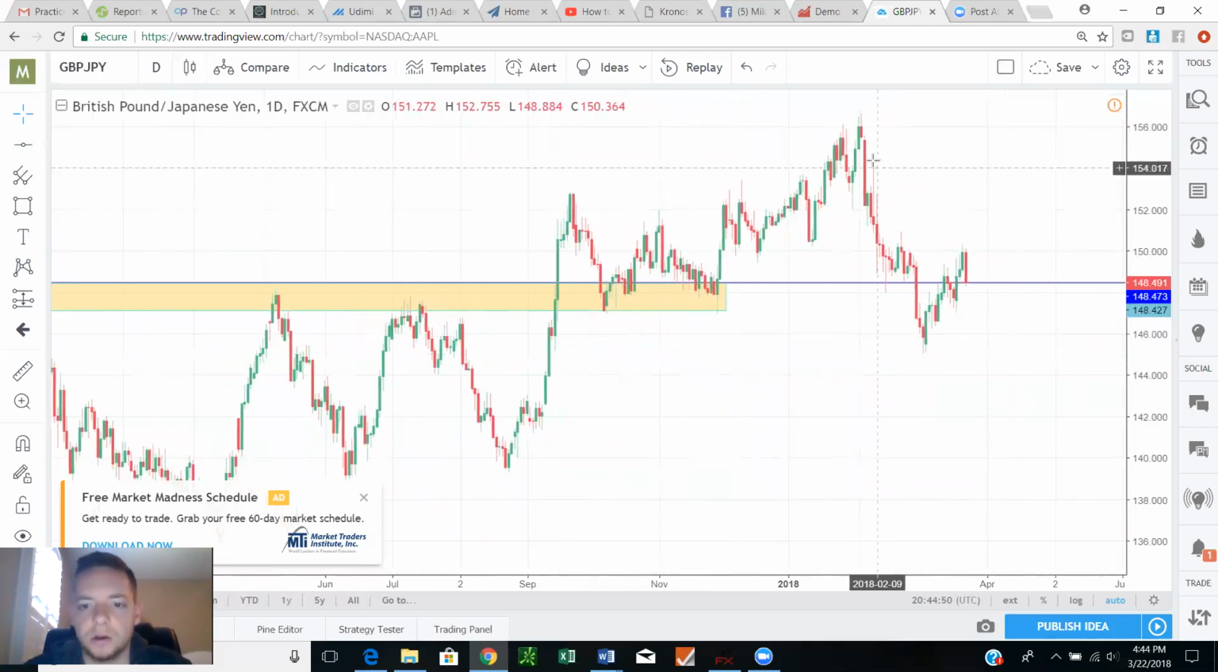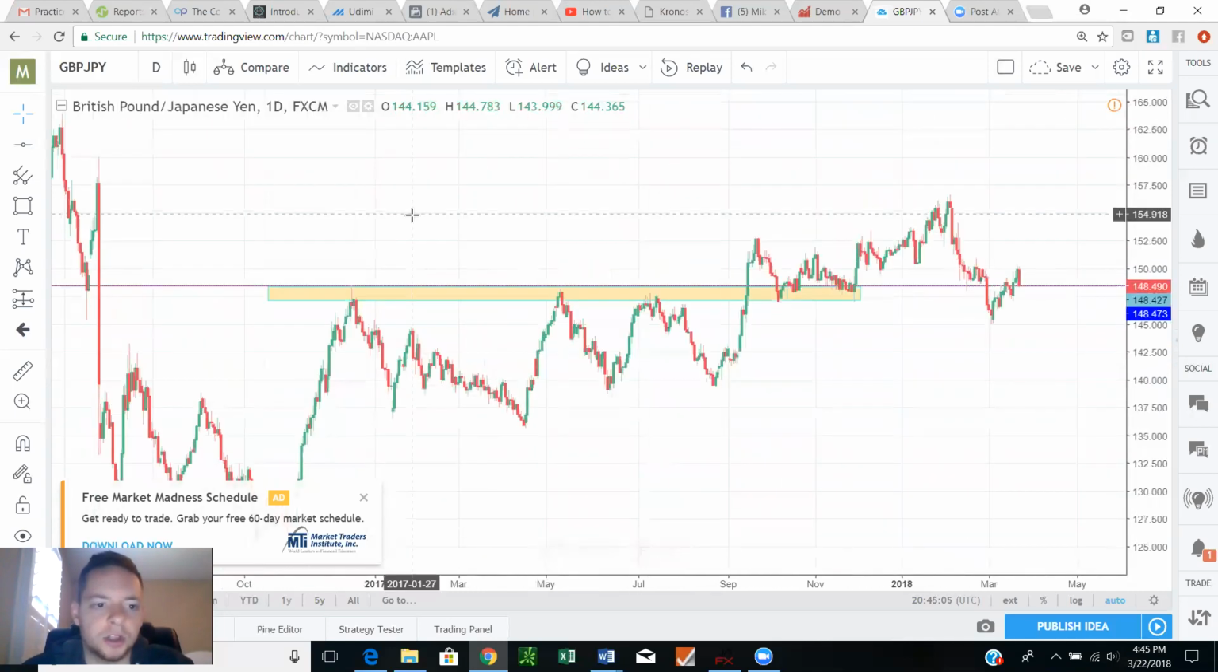Now what's happened now? It's broken back through on the way down. Is it coming back up and retesting to drop further? Or is it going to come back through and retest and go up? Okay, so let's look at another pair.